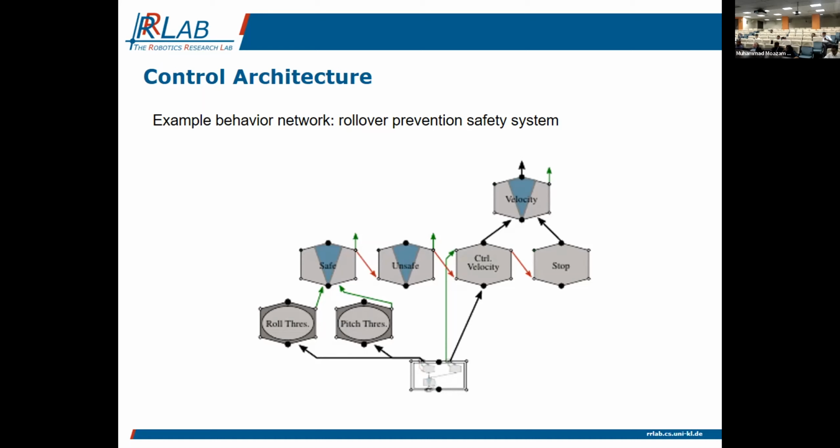And with controlling the velocity, we are able to drive. And if the value which we are actually in is changing and the pitch threshold is no longer valid, we get into the unsafe mode. We are not able to control velocity anymore. The vehicle itself won't drive, and because of that, the vehicle will stop. And with this kind of architecture, we can safely control the robot also in this terrain.